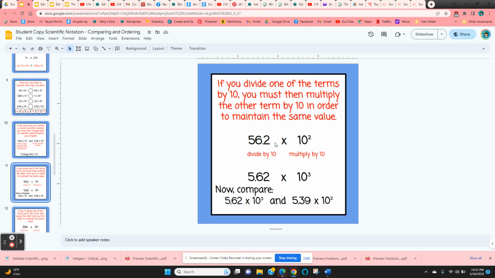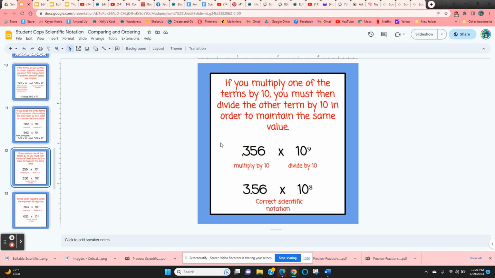So in order to change this number to a decimal with only one number to the left of the decimal point, here they have to divide by 10. So if they divide this term by 10, then they have to multiply the other term by 10 to keep it in equivalent value. And then here they're going to multiply by 10 here, so that means they're going to have to divide by 10 for the other term.